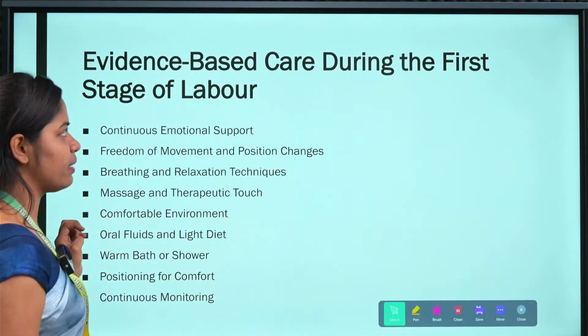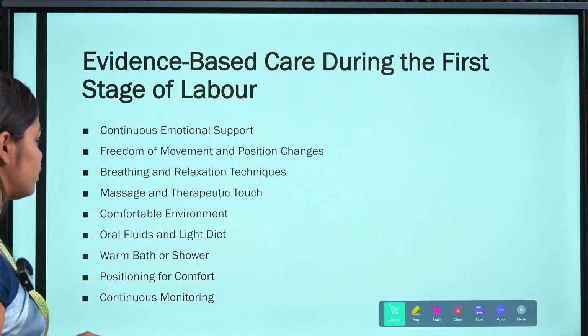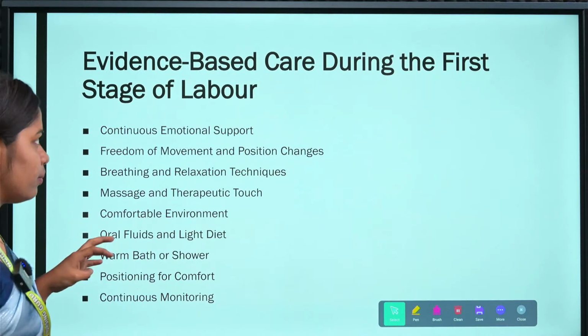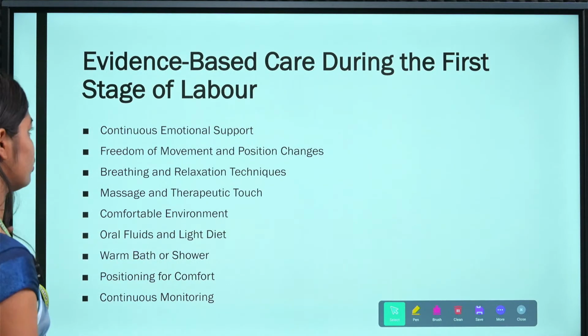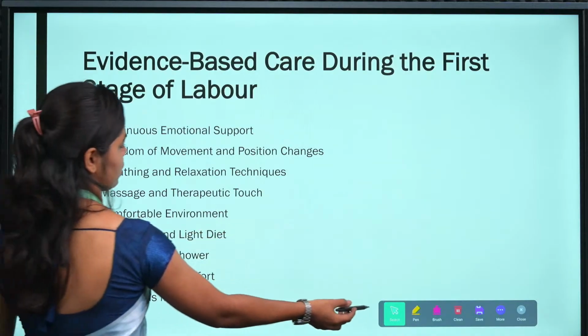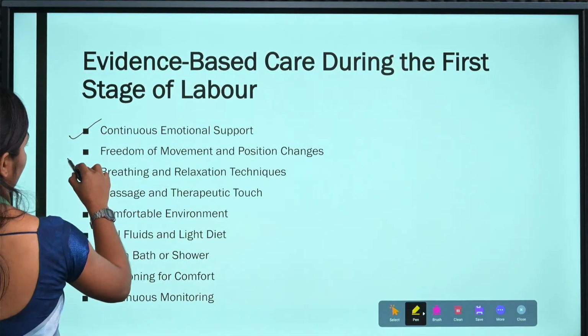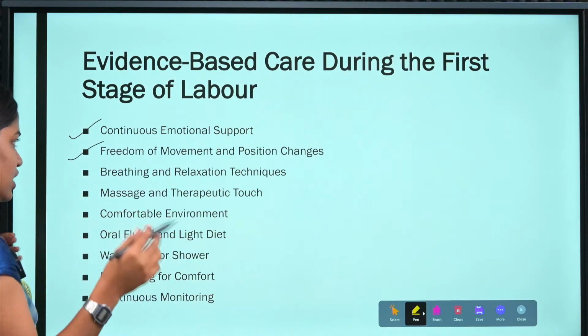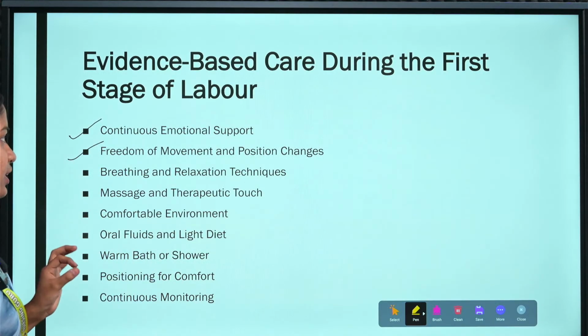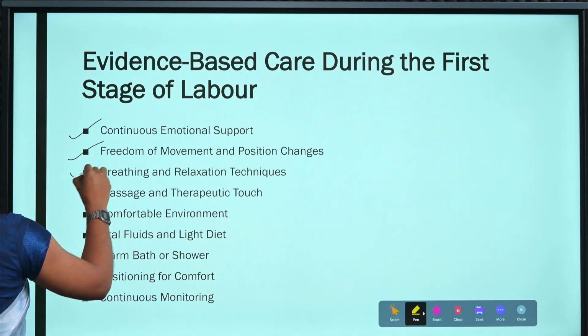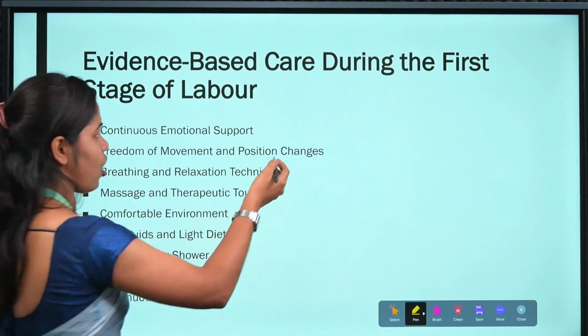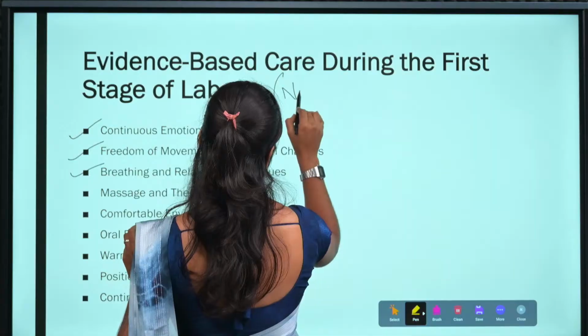Next, evidence-based care during the first stage of the labor. In the first stage of the labor, what are all the evidence-based care we are going to do? Continuous emotional support, freedom of movement and position changes for the mother, and breathing and relaxation techniques for non-pharmacological care.